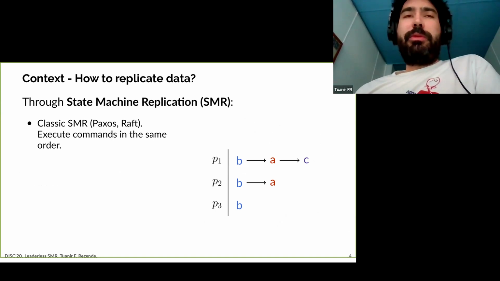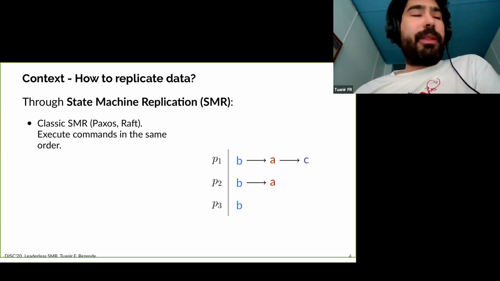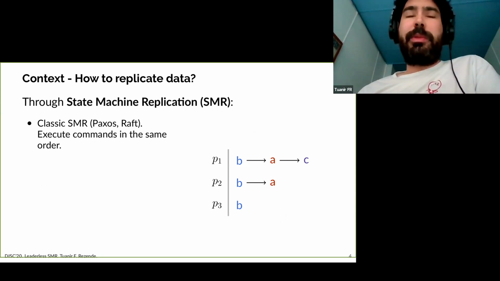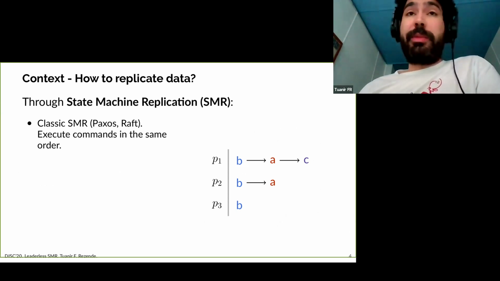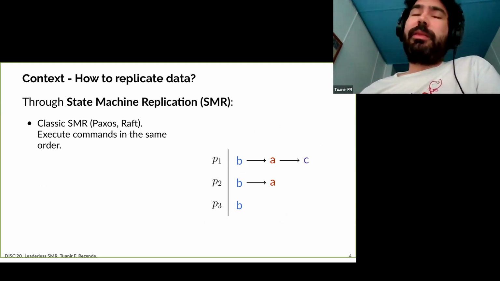And how to replicate data? The answer is through the technique of state machine replication. It's important to notice that in the previous example, since we have multiple clients accessing and possibly modifying the object, we need some consistency criteria. And for this paper, we consider the strongest one, which is strong consistency.